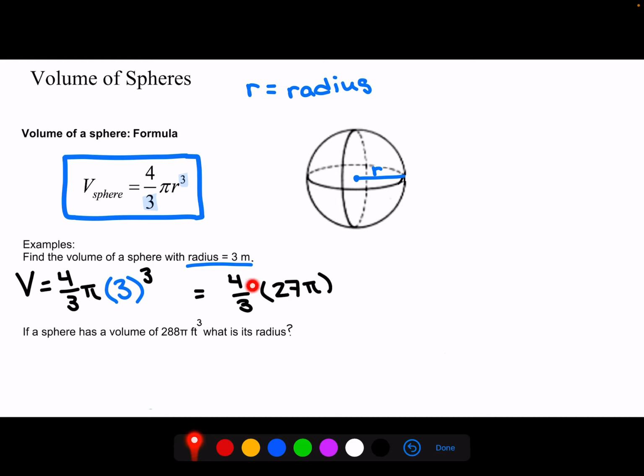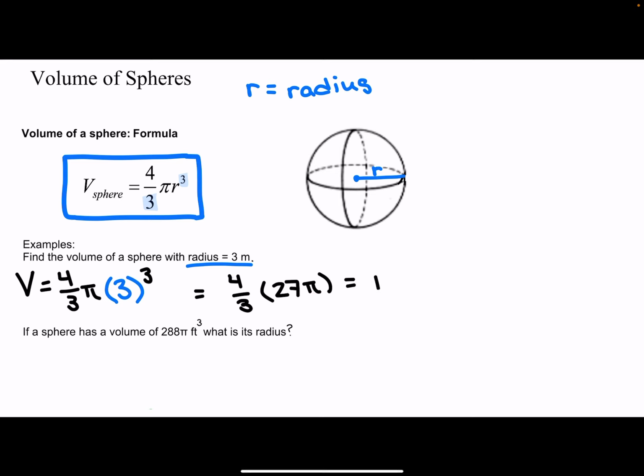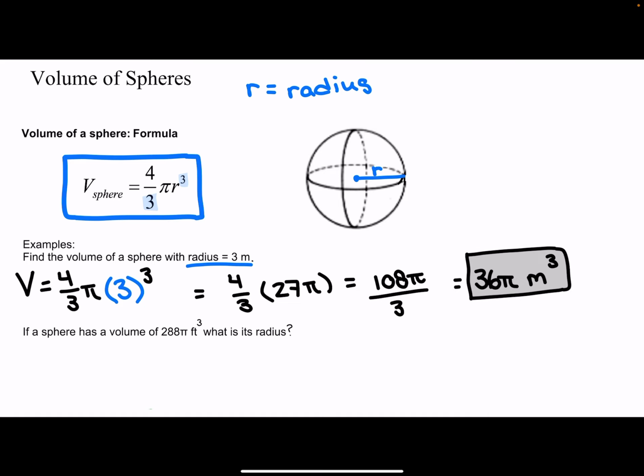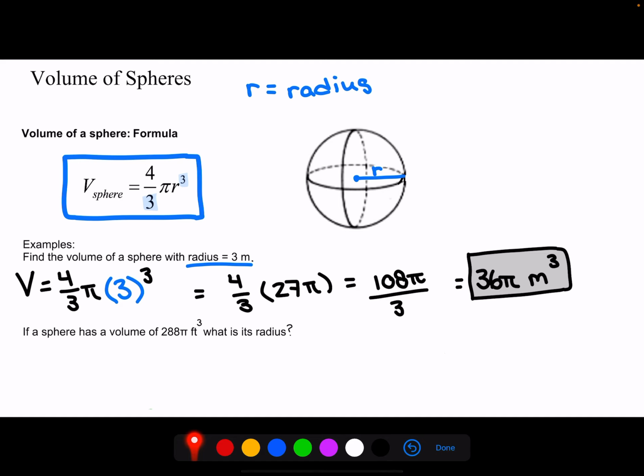If I multiply 4 times 27 pi, that will give me 108 pi over 3. And then lastly, 3 will go into 108 36 times. So our final answer is 36 pi meters cubed. That will be the volume of a sphere with a radius of 3 meters.